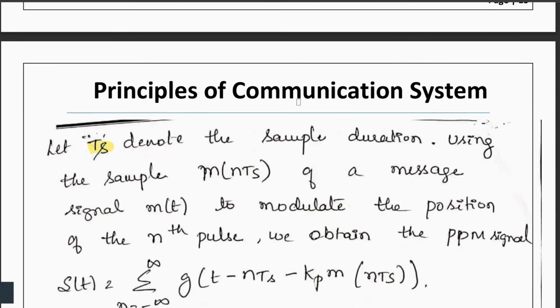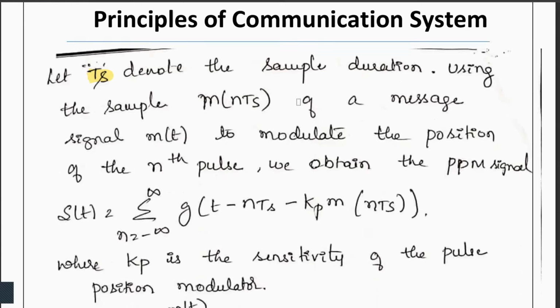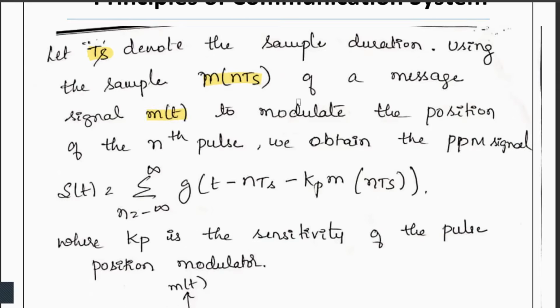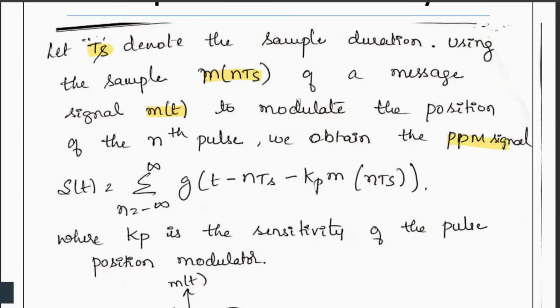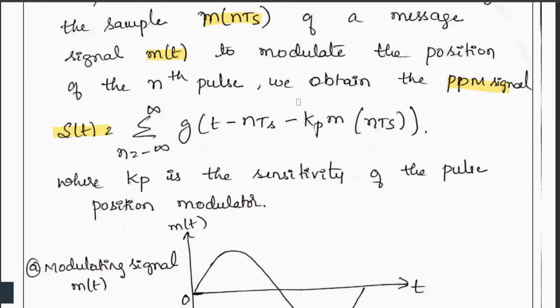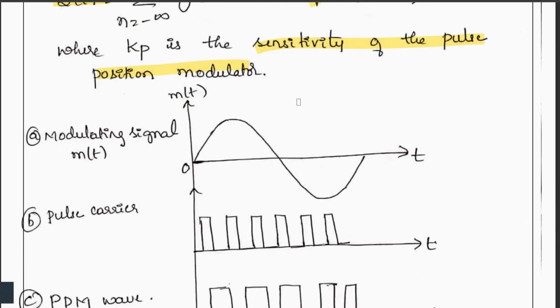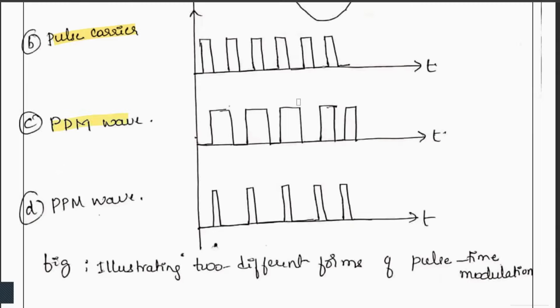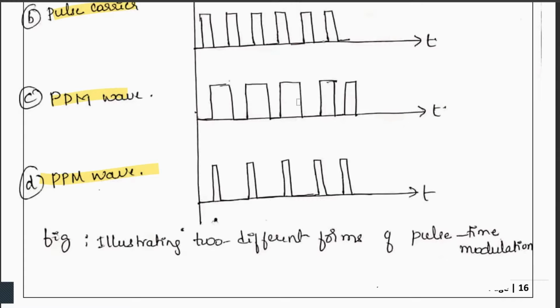Let us consider Ts to be the sample duration. Using a sample m of nTs of a message signal m of t to modulate the position of the nth pulse, we obtain the PPM signal as this. S of t is given like this, where kp is the sensitivity of the pulse position modulator. So this is our modulating signal, this is our pulse carrier, and our PPM wave will be like this. This illustrates the two different forms of pulse time modulation.